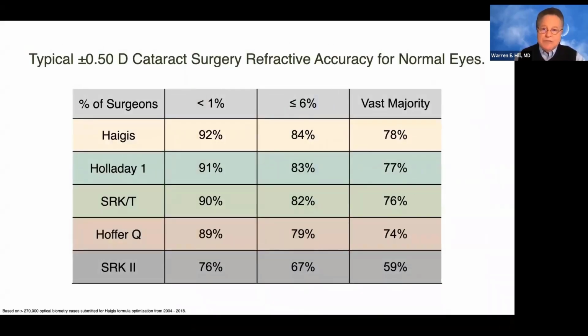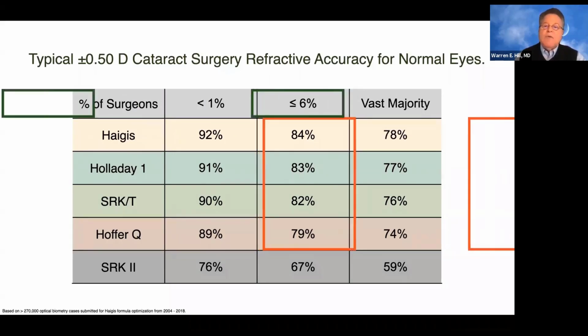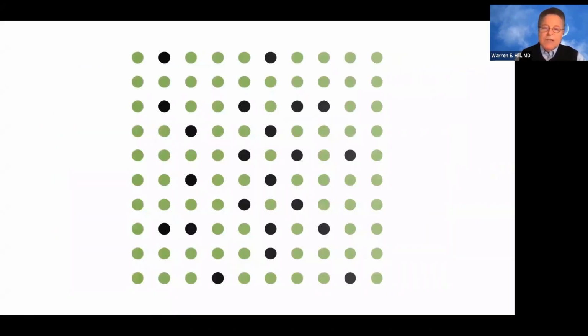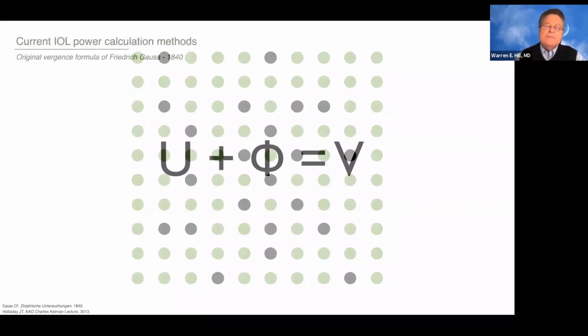If we drill down a little farther in the Haggis Formula Optimization Database, really less than 1% of surgeons are at 92% for the plus or minus half diopter accuracy. About 6% of surgeons in that database are at 84%. And as I mentioned, the vast majority are at about 78%. Graphically, a 78% accuracy looks like this. And if we're implanting the Restore or the Symphony or toric IOLs, I think we need to do a little bit better. I think we all would be in agreement in that regard.